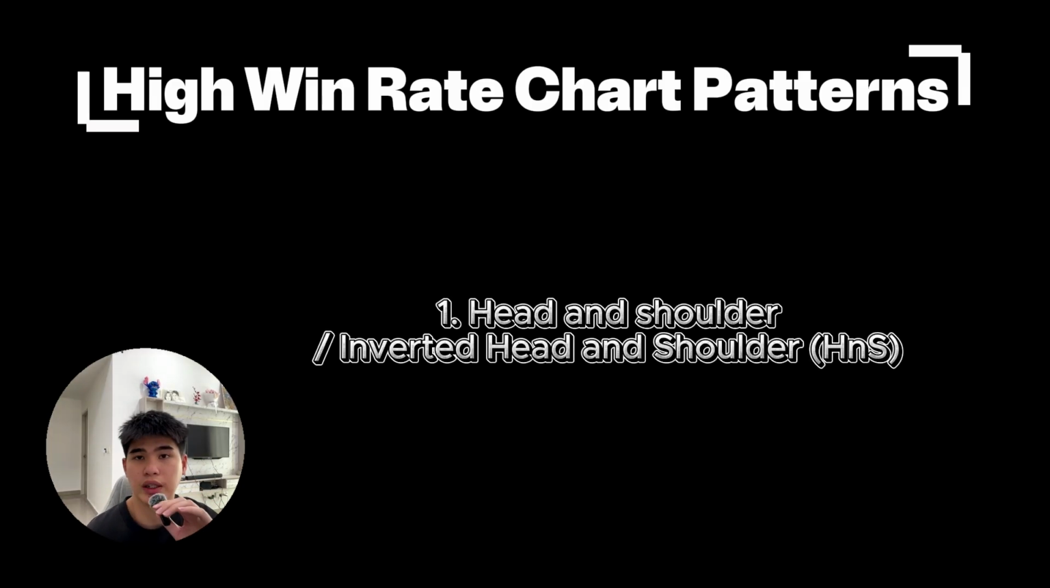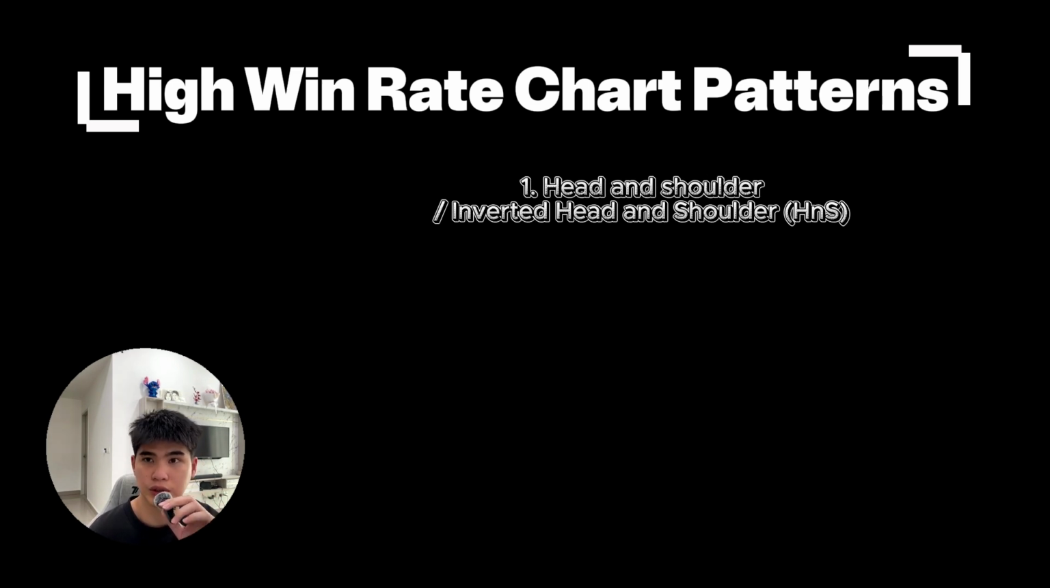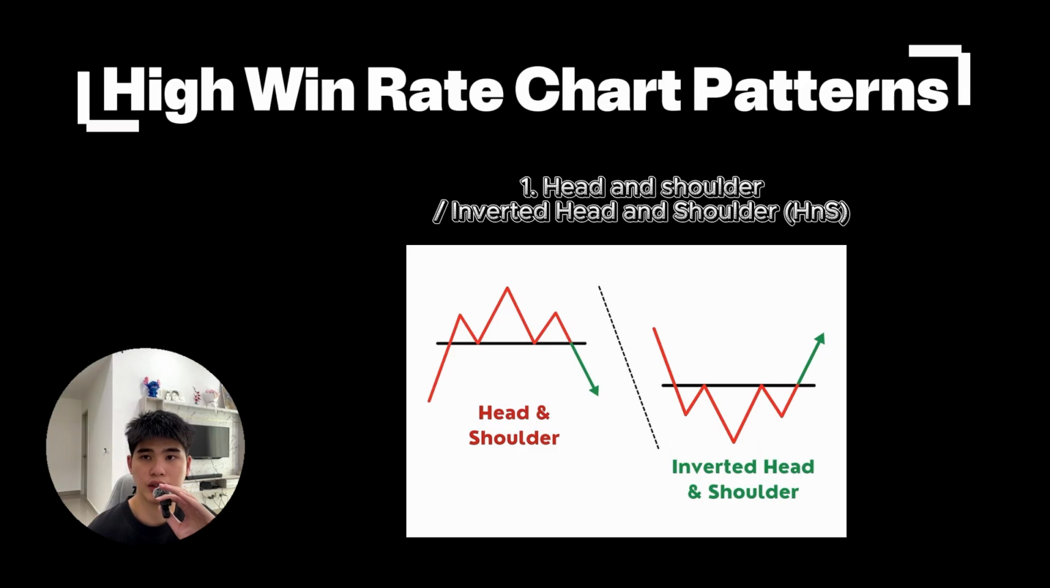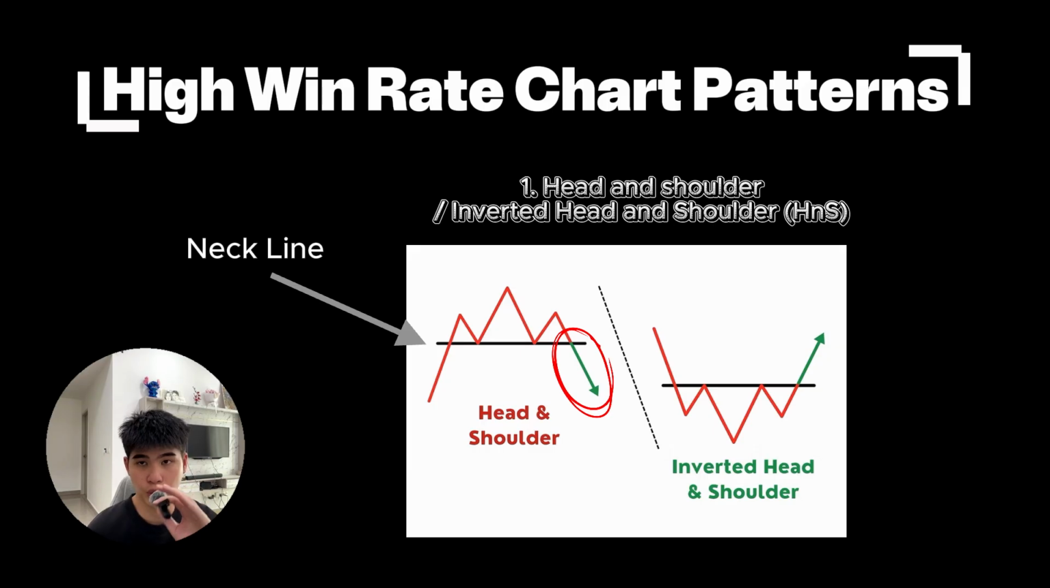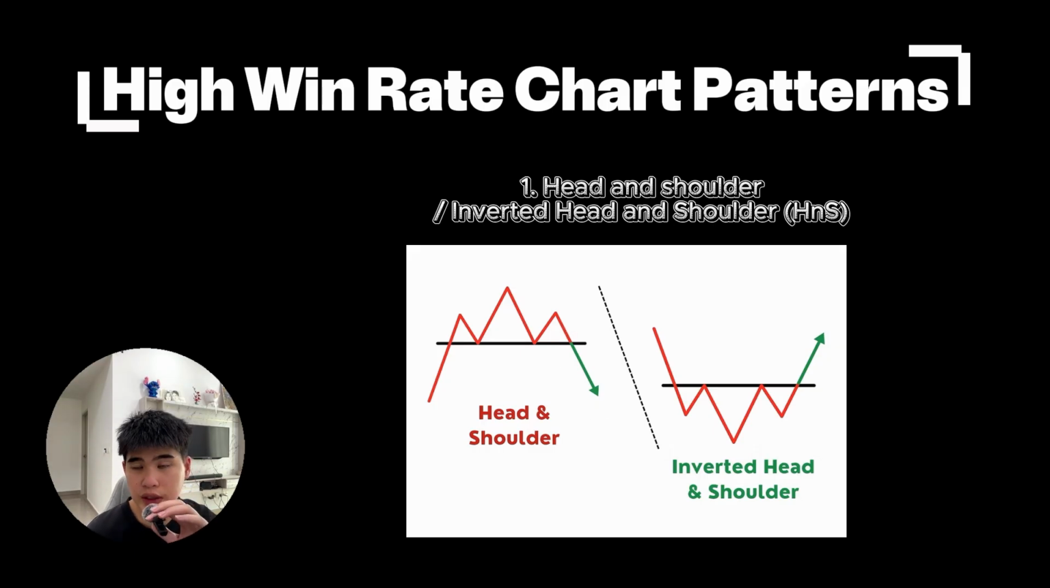Number one, head and shoulders or inverted head and shoulders. It basically looks like this. For head and shoulders, you can see that there's a head in the middle, and then there are two shoulders at the same height on the left and on the right. The bottom line, we call the neckline. Once we see that the price has broken our neckline, that's where we can go for a sell. The inverted head and shoulders is the same, just inverted.